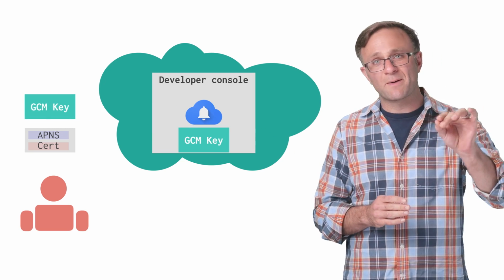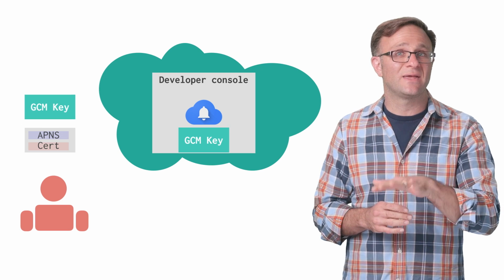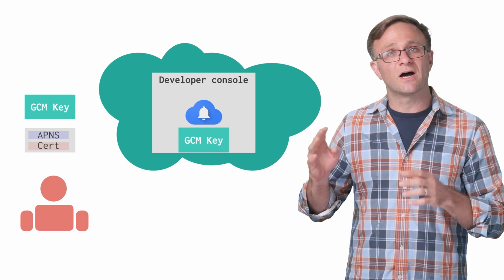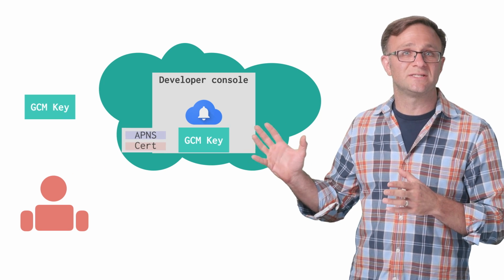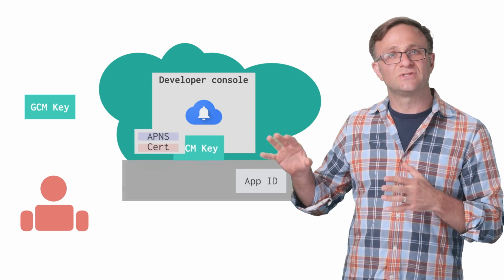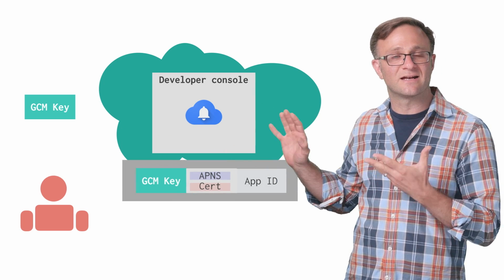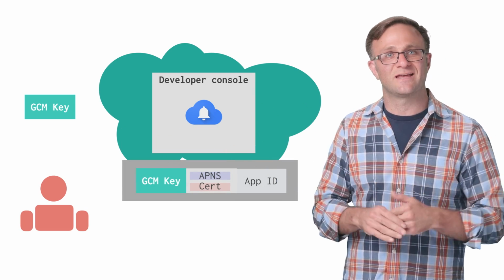Now at some point, quite possibly the same time you're creating this API key in the first place, you're also going to upload your APNS certificate to GCM servers. GCM then associates that certificate with the app that is identified by that API key that it just gave you.